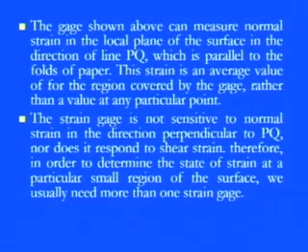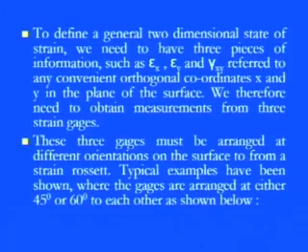Therefore, in order to determine the state of strain at a particular small region of the surface, we usually need more than one strain gauge for measuring the normal strains as well as the shear strain component. To define a general two-dimensional state of strain, because wherever load or distortions are applied, we find that both the normal strain and the shear strain components are there.